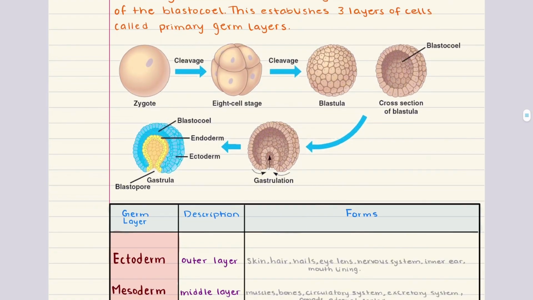The first is the ectoderm. The ectoderm is the outermost layer. This gives rise to the skin, hair, and nails, but it also forms the nervous system, the lens of the eye, the inner ear, and the lining of the mouth. Any structure that interfaces with the external environment or has a neural origin typically comes from the ectoderm.